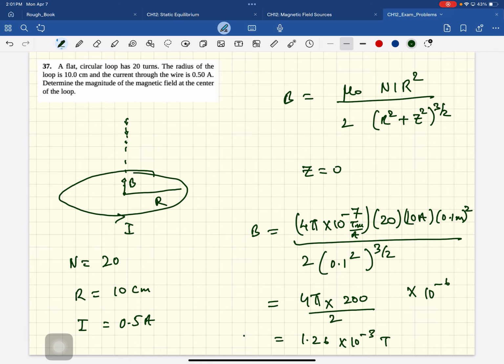The Earth's magnetic field is about 0.5 times 10 to the minus 4 Tesla. Okay, so this is 12 times 10 to the minus 4. So about 25 times the Earth's magnetic field. So you see, if you want a stronger magnetic field than the Earth's magnetic field, you just get a bunch of loops. And the current is only 0.5 amps. Okay, so, all right, guys. All right, we'll stop here.